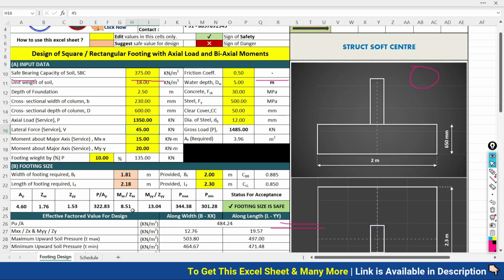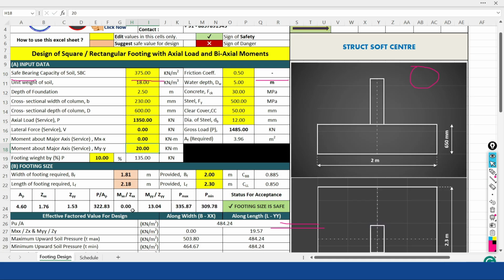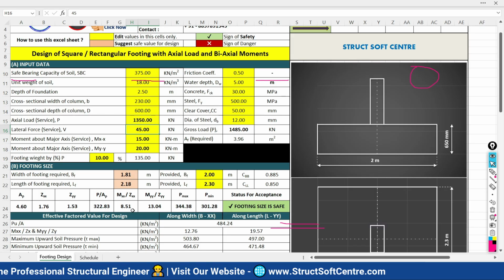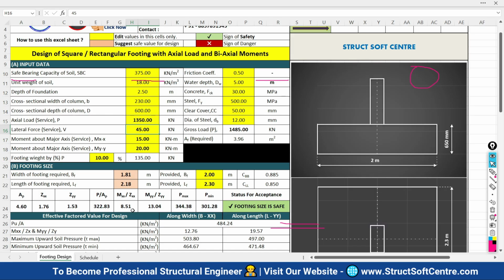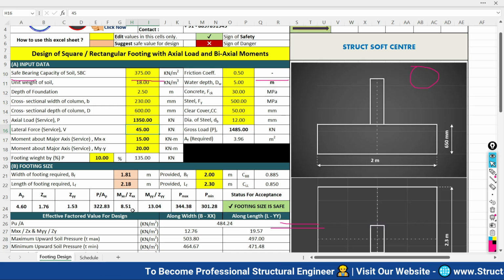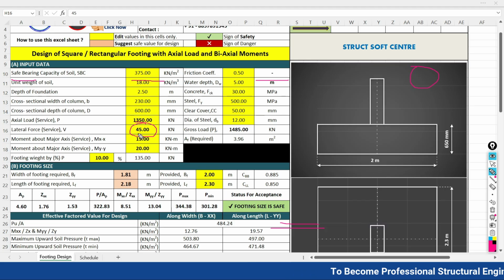In most of your cases, there will be no lateral load, so you can put this value as 0. Even in most cases, there will be no moment about major axis, so you can put it as 0. In most cases there will be no moment about minor axis, so you can put it as 0. Whatever is not given, you can ignore, and put the value for that particular cell as 0. If the value is given in your problem statement, then you have to define it here. This lateral force is basically required to do the stability checks only. Otherwise, it is not needed to be defined here.